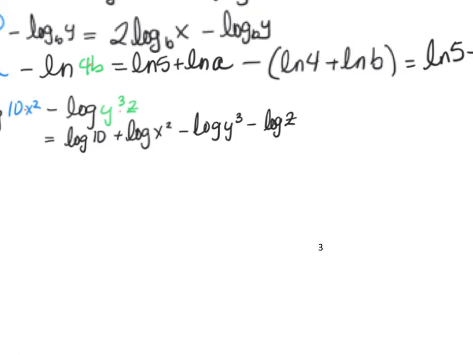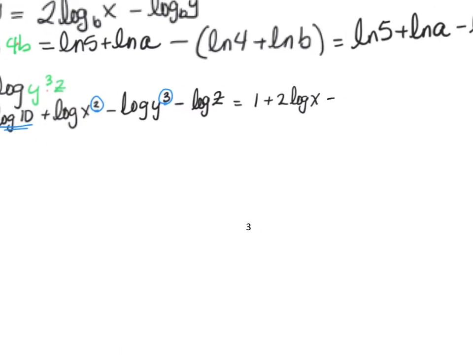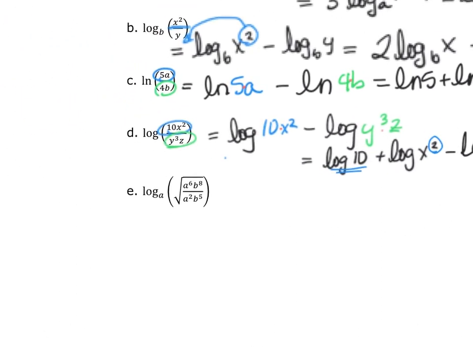So I have to deal with this exponent on the x and this exponent on the y, and I also know that that value is 1 because it is the common log, which is log base 10, so log base 10 of 10 is 1. So this is going to equal 1 plus 2, the log of x, minus 3, the log of y, minus the log of z. And that's my final answer.